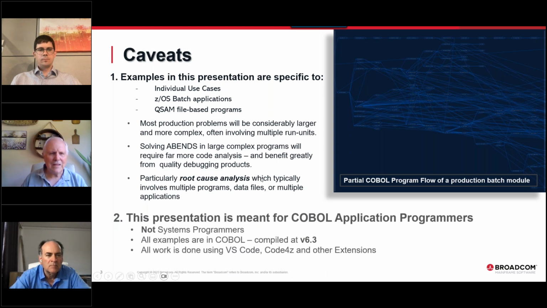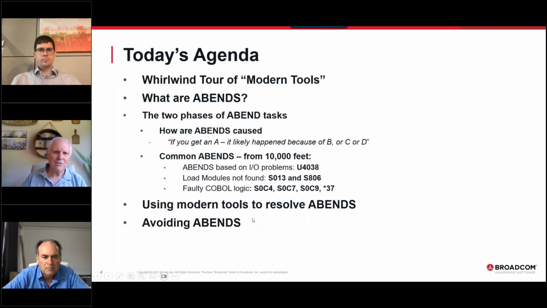And it's important to know that today's session is for COBOL people, not sysprogs. You all know this, sysprogs. Okay. All the examples are in COBOL. The compiler was 6.3. And all the work I'm doing, in other words, AKA the modern tools, are VS Code and Code4Z and other extensions. You won't see ISPF, you won't see any of the Eclipse-based tools. It's VS Code and Code4Z.